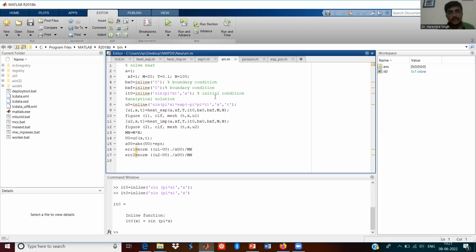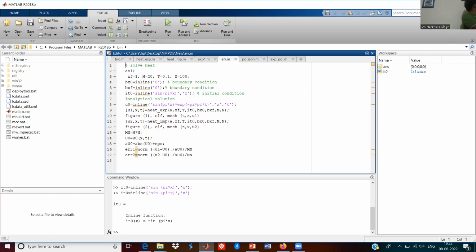So these are the initial and boundary condition, I already explained. You know that u1 of x, t equal to heat exp, that is I am calling the explicit scheme. And here u2 is the solution for the implicit scheme, and I have called heat imp, that is the implicit scheme. So u1 is the solution for the explicit scheme, and u2 is the solution for the implicit scheme. And you know that I have written here u0, u0 is the exact solution for the problem.